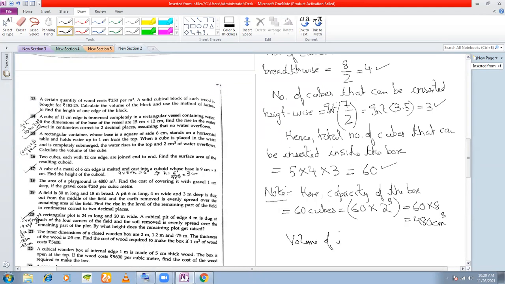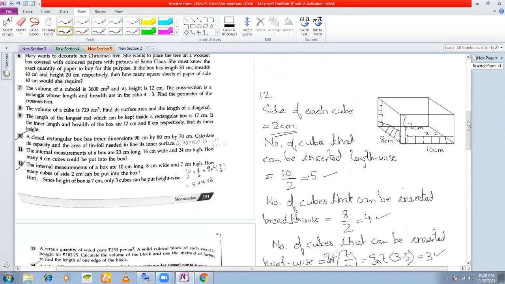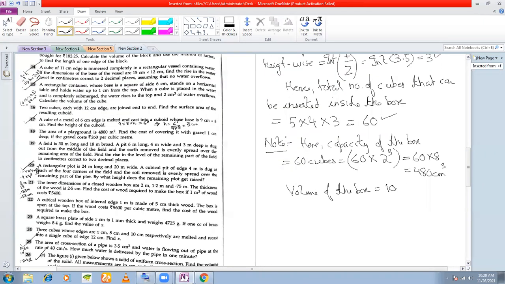But what about the volume? Volume of the box is different. Volume of the box is length into breadth into height. What is the length here? 10, breadth 8, height 7. So volume is 10 into 8 into 7, that means 560. You see the difference? What is the capacity? 480 centimeter cube. What is the volume? 560 centimeter cube. Now you understood the difference between capacity and volume?